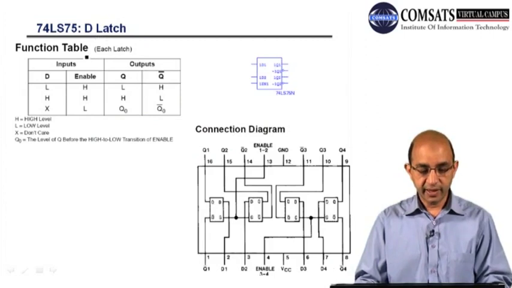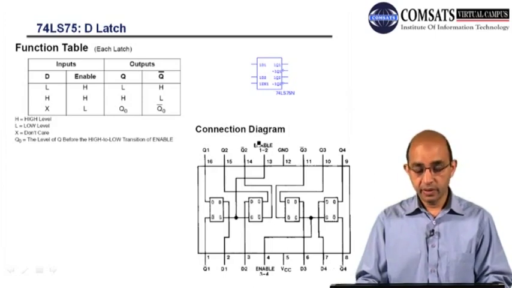74LS75 for D latch, and we have the function table, and you can see we have inputs and outputs. So this is D, enable, Q, and Q bar. So we have here low, high, and this is don't care, and this is the complement, Q bar. So you can see that whenever enable is high, Q follows D. Whenever enable is low, we have the previous state.